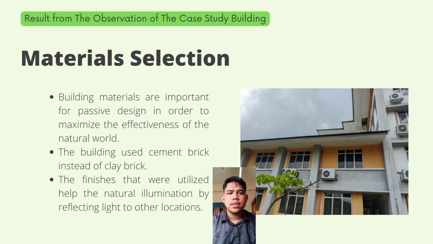Fourth is material selection. Building materials are important for passive design in order to maximize the effectiveness of the natural world. This case study found the building used cement brick instead of clay brick. It is because cement bricks are the most widely used type for houses built by middle-class people. The reason for using them is that they are cheaper than other bricks.